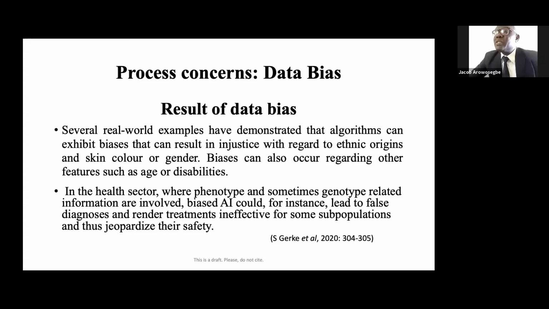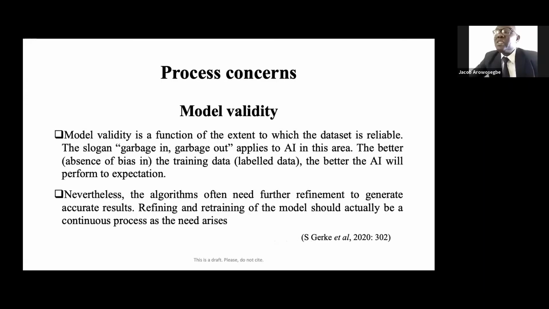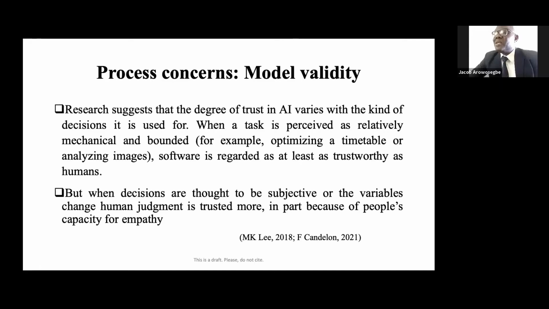Then the other process concern is that of the validity of the model. This is a function of the extent to which the data set is reliable. The slogan "garbage in, garbage out" applies to AI in this area. So the extent to which the model is reliable is very, very important. Research suggests that the degree of trust in AI varies with the kind of decisions it is used for. If it is mechanical, then there's a high degree of trust. But if it's subjective and contains variables which can change human judgment, then it may be lower in the degree of trust.